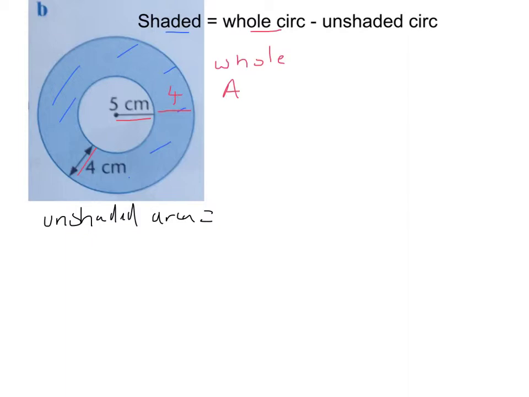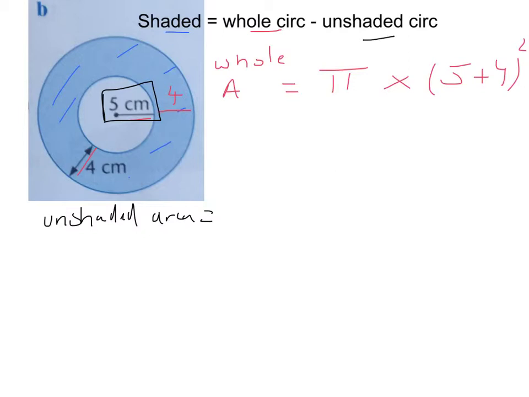Once we have the area of the whole circle, the next part is to remove the area of the unshaded circle. And the 5 centimeters by itself was the radius of the unshaded circle. If we have whole area minus unshaded area, we get the shaded area. Let's quickly do that. All we have to do is pi times r squared. That was the area of a circle. In this case, r is going to be 5 plus 4, squared.